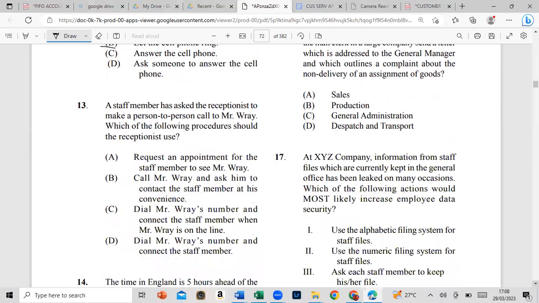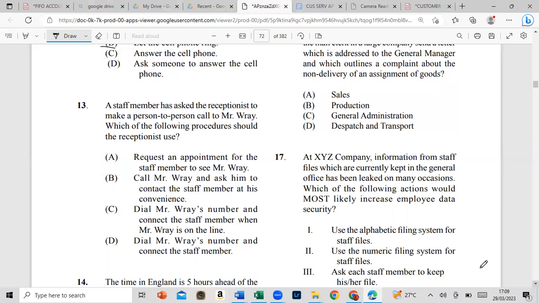A staff member has asked the receptionist to make a person-to-person call to Mr. Ray. Which of the following procedures should the receptionist use? A. Request an appointment for the staff member to see Mr. Ray. B. Call Mr. Ray and ask him to contact the staff member at his convenience. C. Dial Mr. Ray's number and connect the staff member when Mr. Ray is on the line. Or D. Dial Mr. Ray's number and connect the staff member.